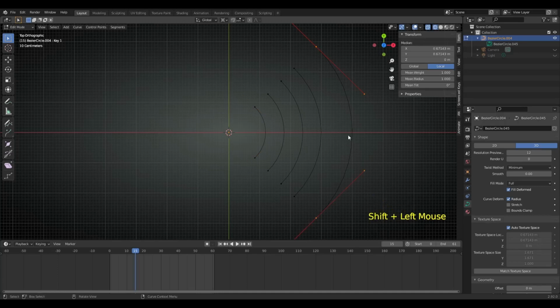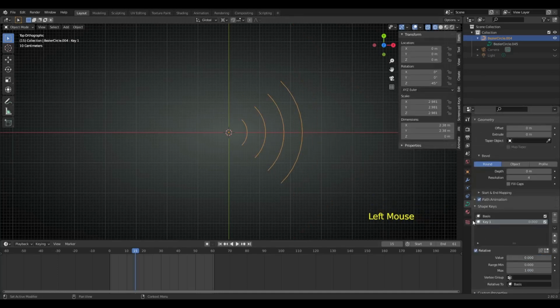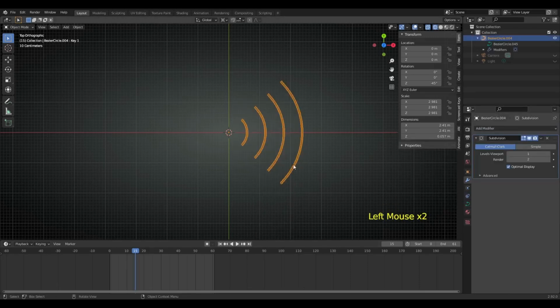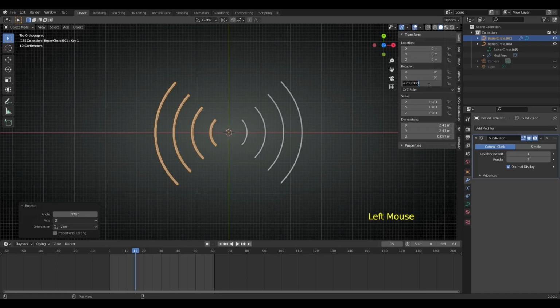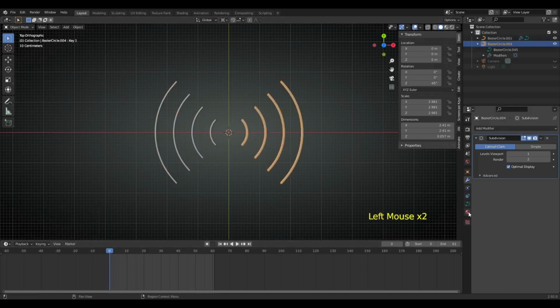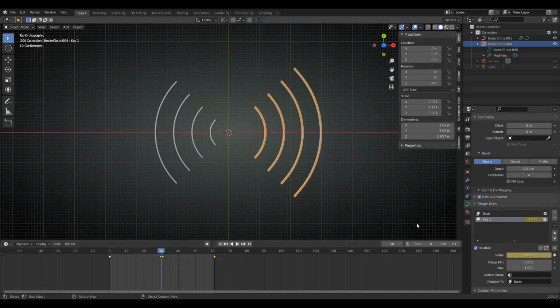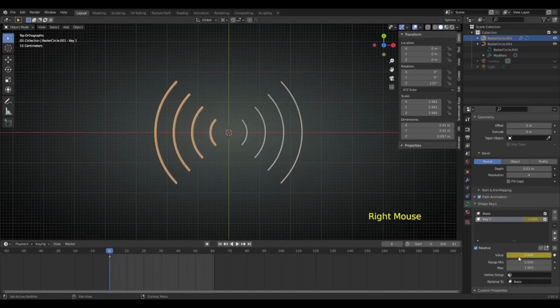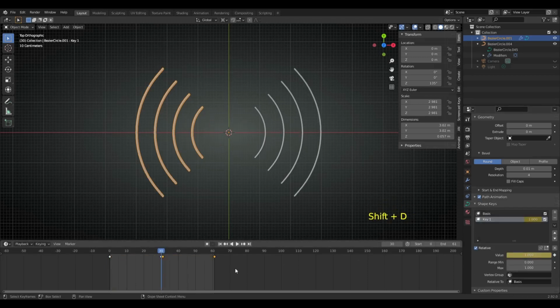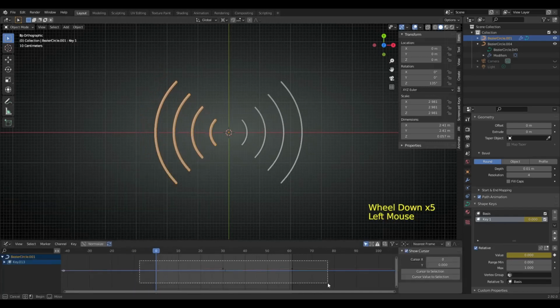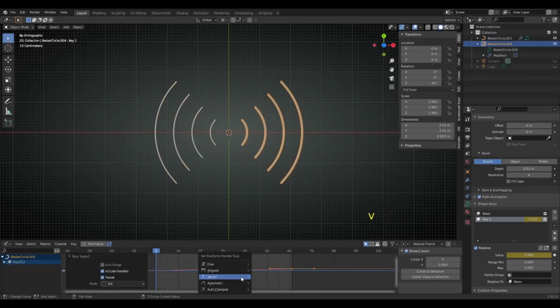Animate the effect by keyframing the factor property of your shape keys with the I key. Then make sure the animation curve handle is set to vector in the graph editor, so the animation is smooth and without discontinuities.